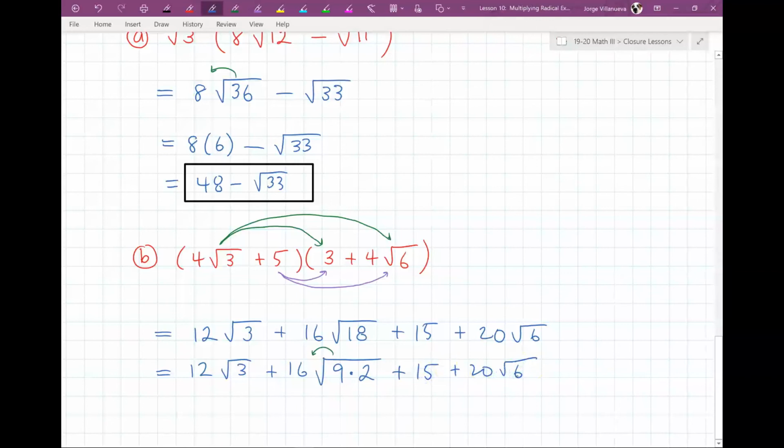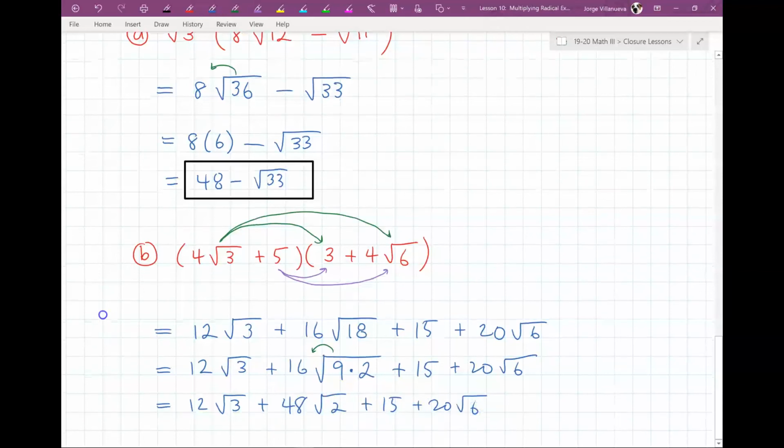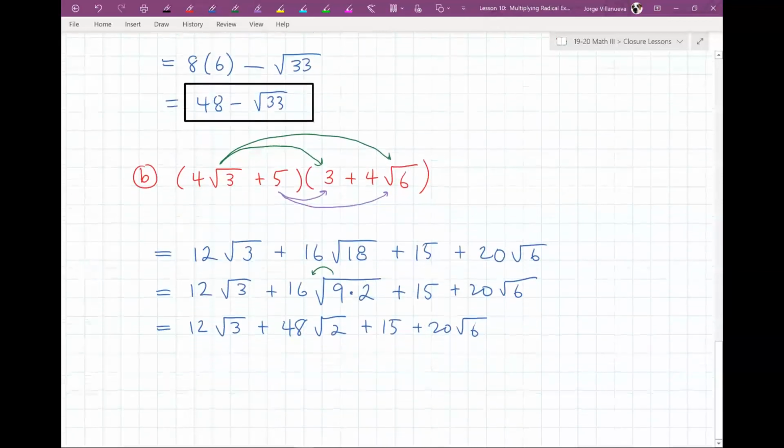It can't do much, so let's go ahead and just try to rewrite this. So the 9 comes out as a 3. That's 16 times 3, that's 48 radical 2 plus 15 plus 20 radical 6. Now the last thing I've got to do is check to see if any of my radicals have the same radicands and the same indices. Now they all are square roots, so that's great, but none of them have the same radicand. So that means I'm done.